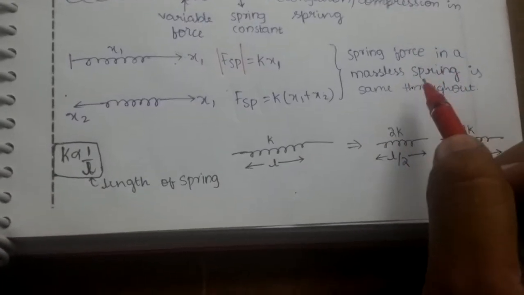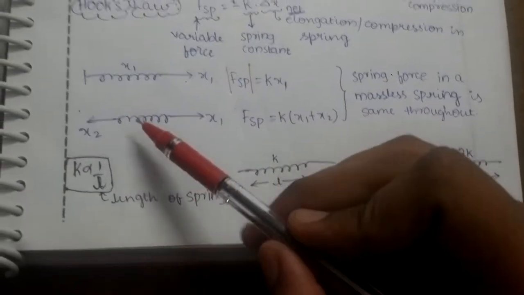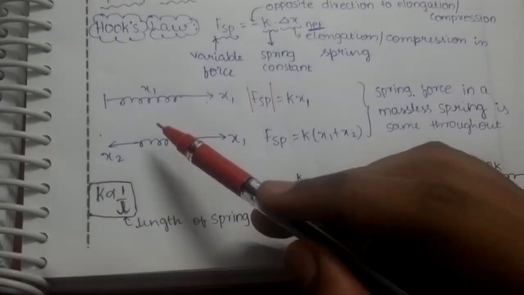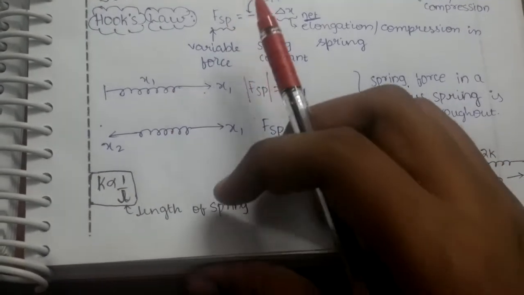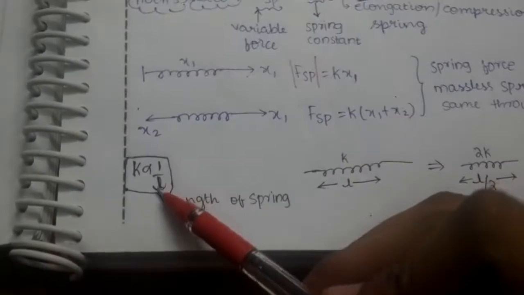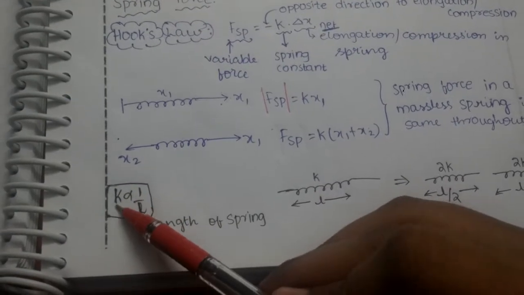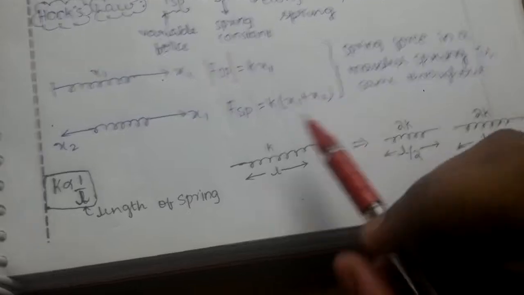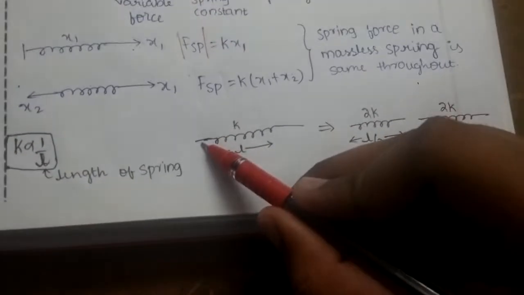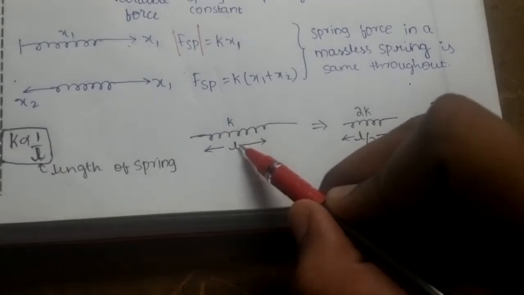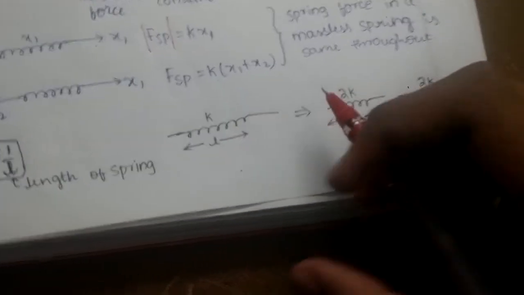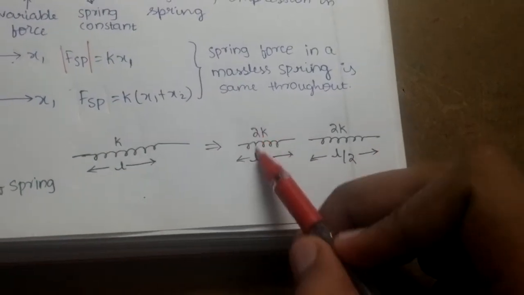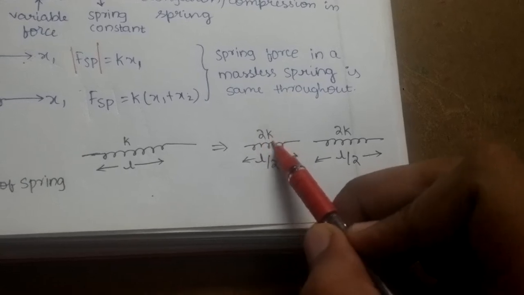Spring force in a massless spring is the same throughout. It has the same spring force here and here and here, anywhere in the spring, if the spring is massless. In our syllabus, we consider the spring as massless. And K is inversely proportional to L. K is the spring constant, L is the length of the spring. We'll get clarity from these examples. We take a spring of length L and spring constant K. If we break it into two equal halves, then the spring constant would be doubled.